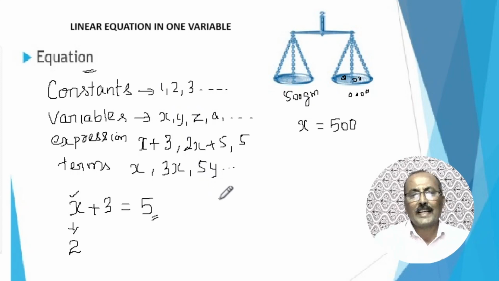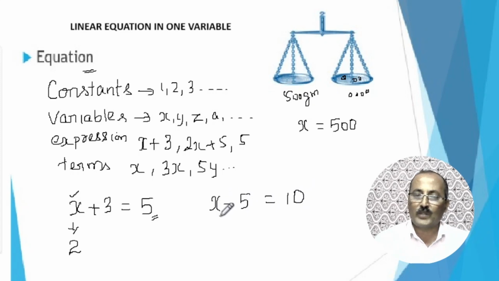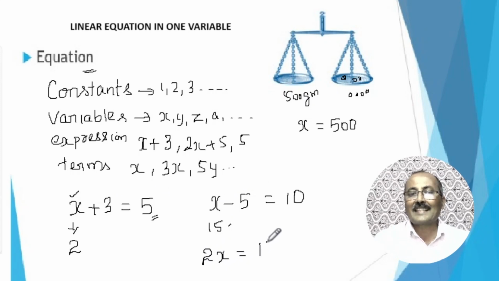Knowns are all called constants, unknowns are all called variables. Likewise, you can take one more example, x minus 5 equal to 10. So what value will come, you know, it's very simple. 15 minus 5 is going to be 10. Likewise, this is for addition, subtraction, now multiplication. 2x equal to 16. Then here the value of x will be 8.